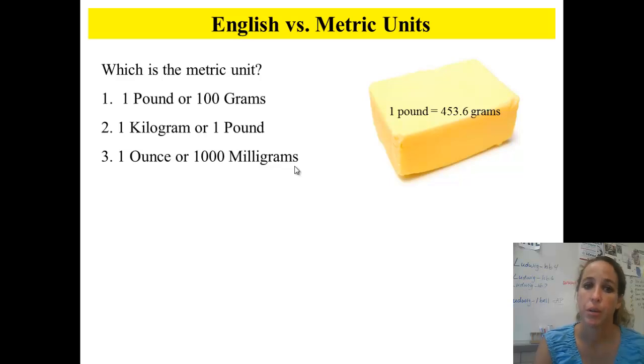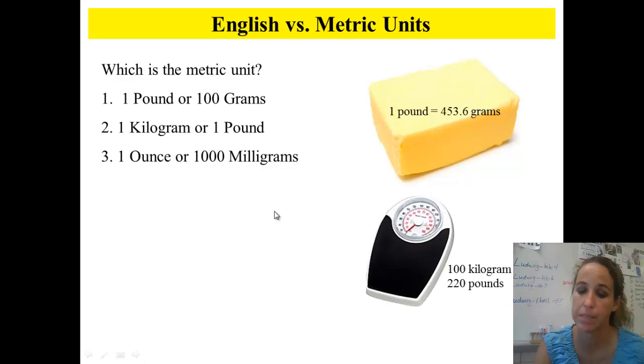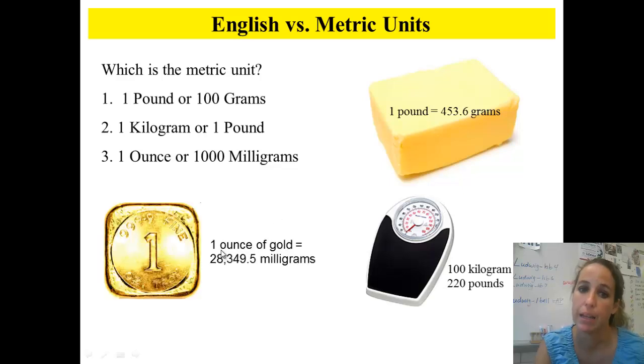The next metric unit that we're going to talk about is mass. I want you to look at these and tell me which one is the metric unit. Again, use the hint: if we don't measure with it, it's probably metric. So a pound or 100 grams? That's right, a pound is the English unit, so 100 grams would be the metric unit. A kilogram or a pound? Yes, the kilogram is the metric, the pound is the English. And the last one, an ounce or 1,000 milligrams? Right, 1,000 milligrams would be the metric unit.